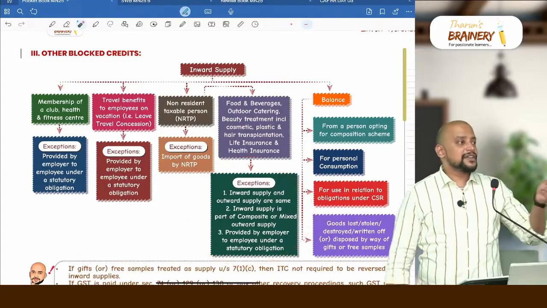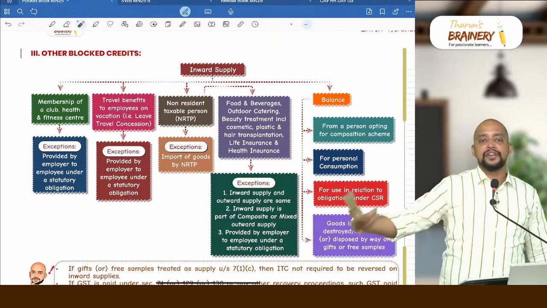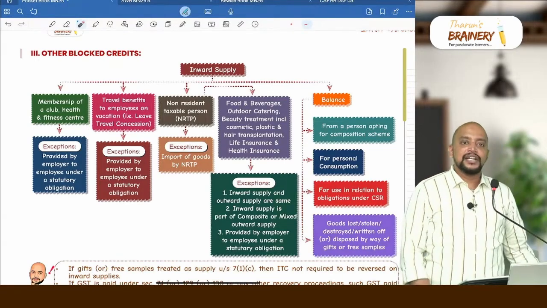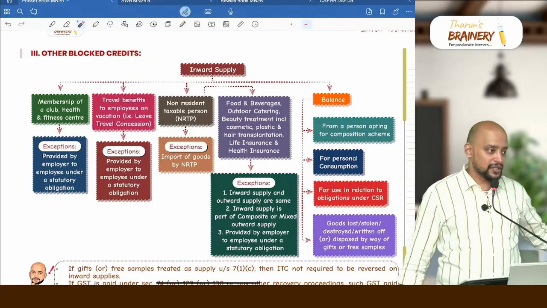Exception number one, inward supply and outward supply in the same category. So I am into the business of food and beverages. I purchase food and beverages. Definitely I can take ITC because my outward supply is also food and beverages, and inward supply is also food and beverages.